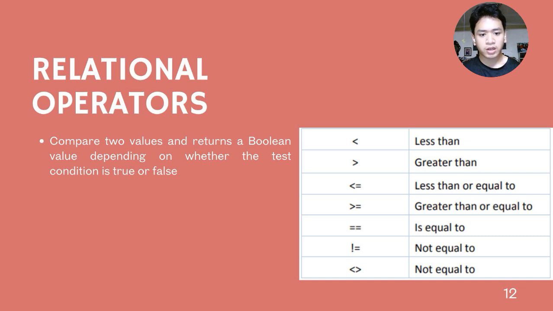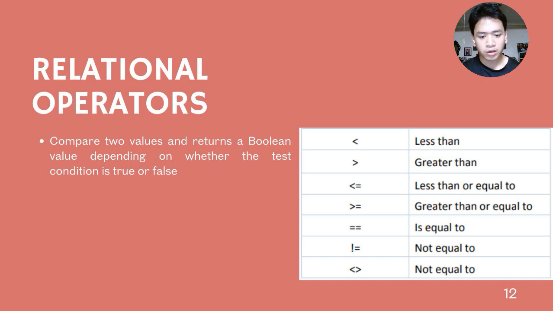As you can see here, the less than symbol means one value is smaller than another. The greater than symbol means one value is larger. The less than or equal to symbol means the value is smaller or exactly equal. The greater than or equal to symbol means the value is larger or exactly equal. The double equals means both values are the same. And finally, these two right here mean the values are not equal. The one with the exclamation point and the one with the greater than and less than symbol.